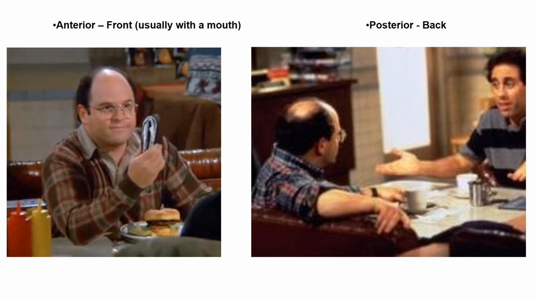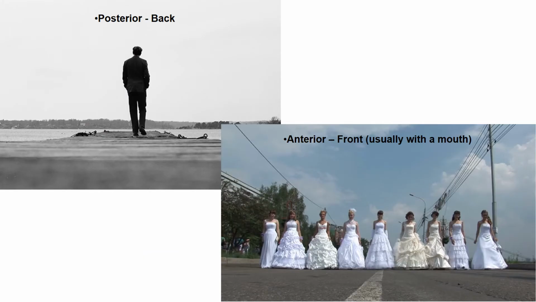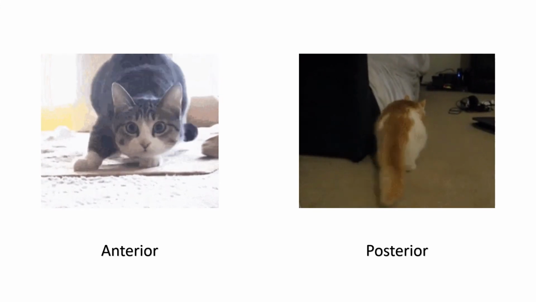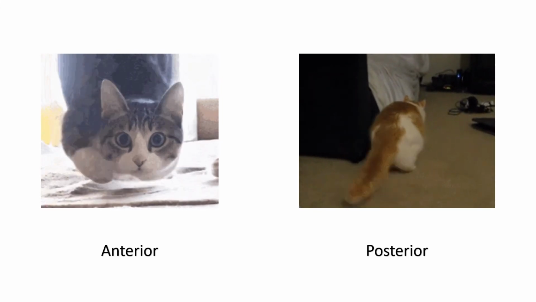Anterior is the front of an organism, usually with a mouth, while posterior is the back of the organism. Here's another example of anterior versus posterior. And one more look at anterior versus posterior.